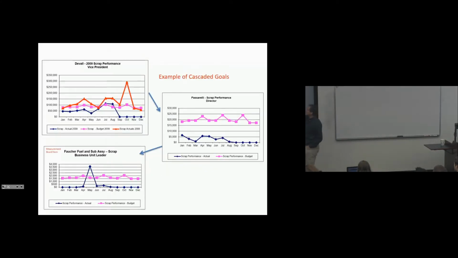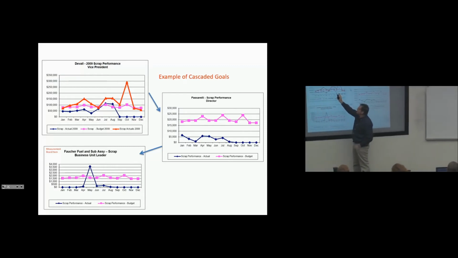Now, this was at Continental. Here's a scrap review for the entire operation. There's a target line for scrap, the actual, and target actual, what do I got on here? And budget. So we can see how we're performing.